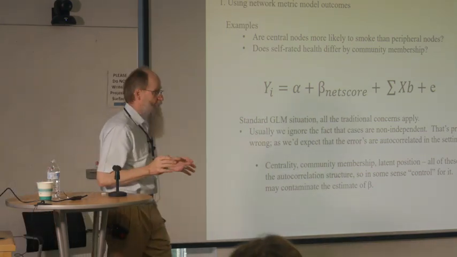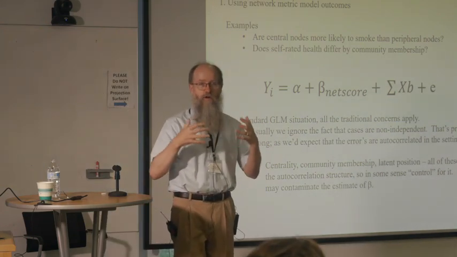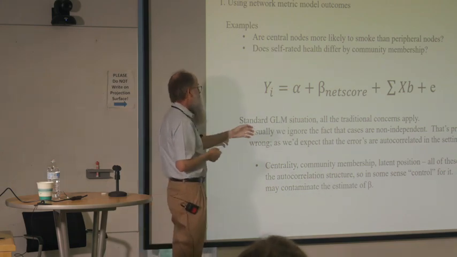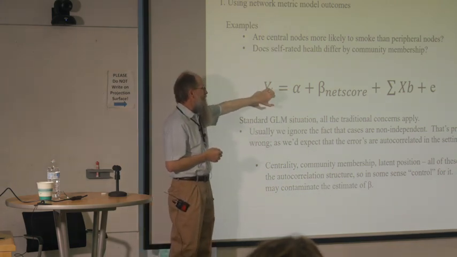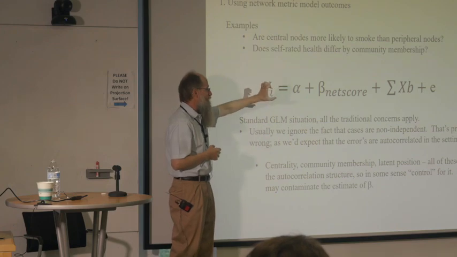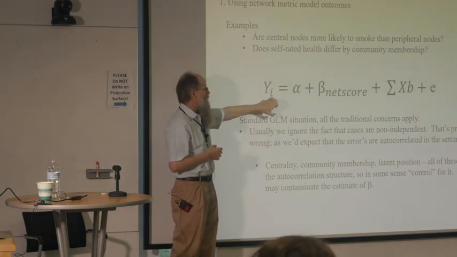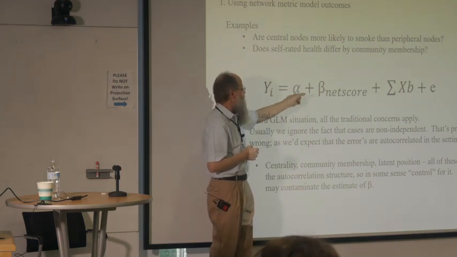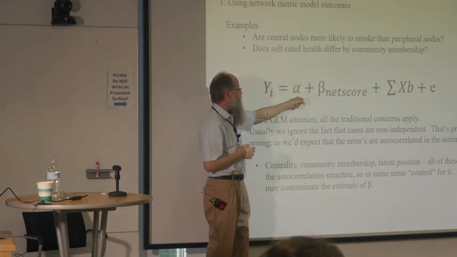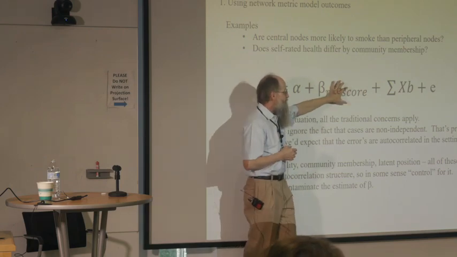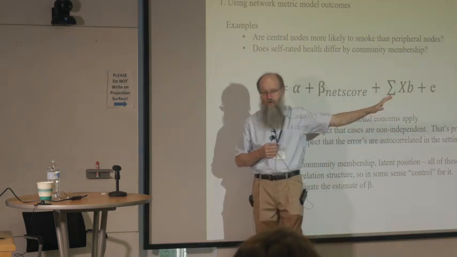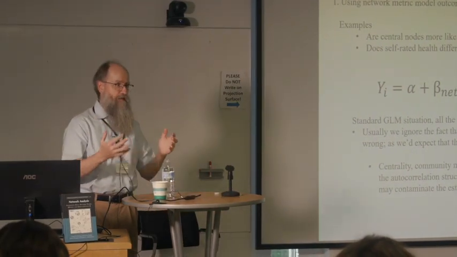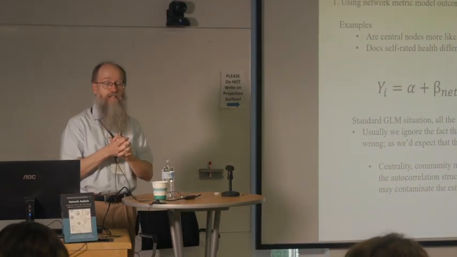By far, I think the most common network model is what I call a network metric model. In that case, there's some dependent variable, self-rated health, smoking, the number of hours you exercise, and it's a function of a standard intercept, and you can make that random or whatever it is you like to do, some network score, and everything else you control for, right? And so there's probably 1,000 papers that look like this. And so the question is, is that kosher?